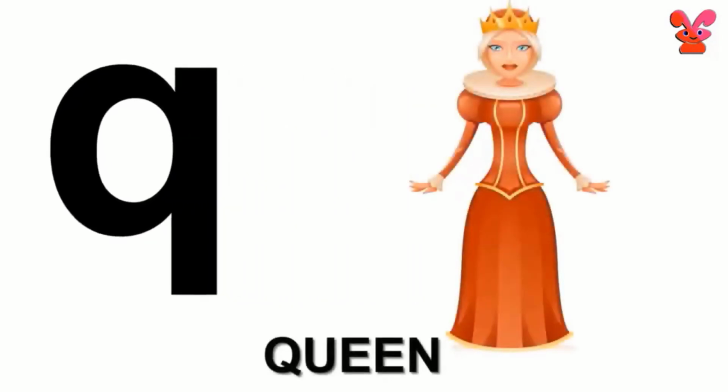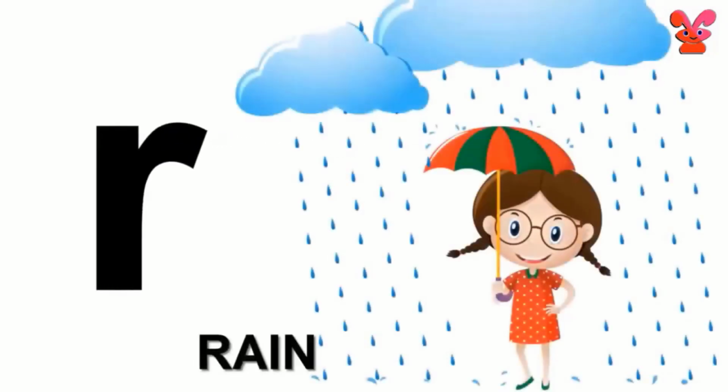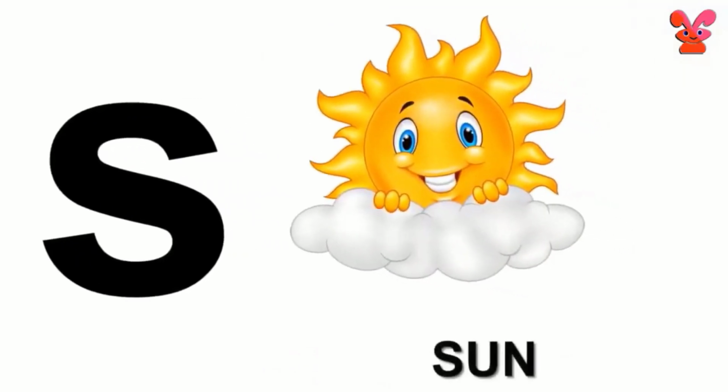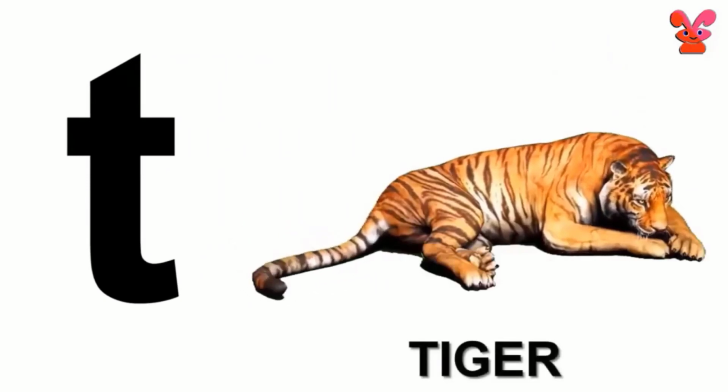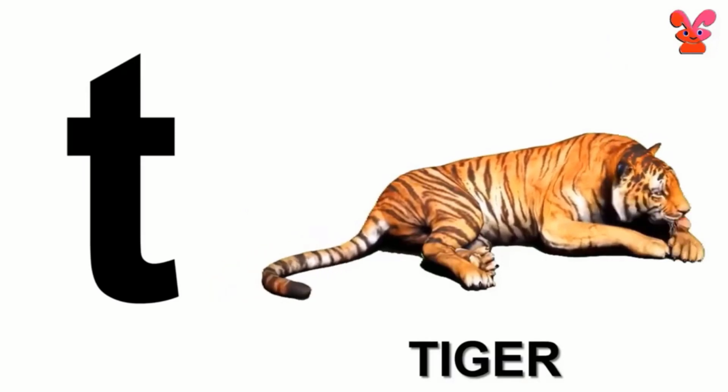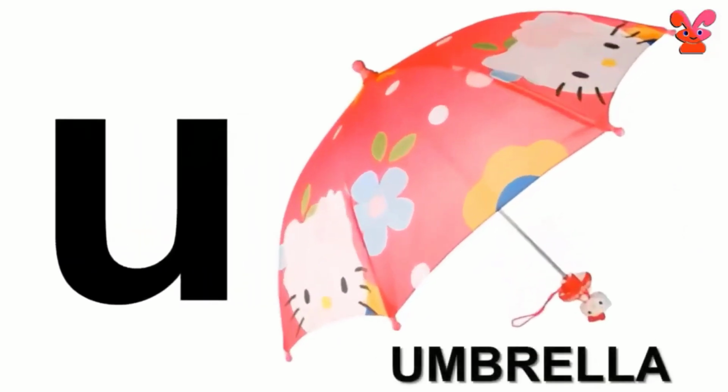Q for queen. Q-U-E-E-N. Queen. R for rain. R-A-I-N. Rain. S for sun. S-U-N. Sun. T for tiger. T-I-G-E-R. Tiger. U for umbrella. U-M-B-R-E-L-L-A. Umbrella.